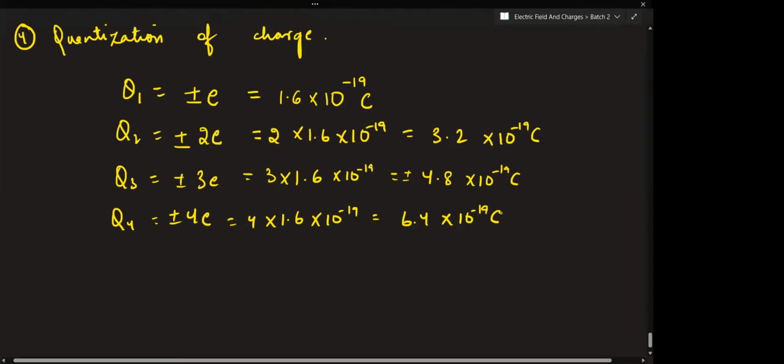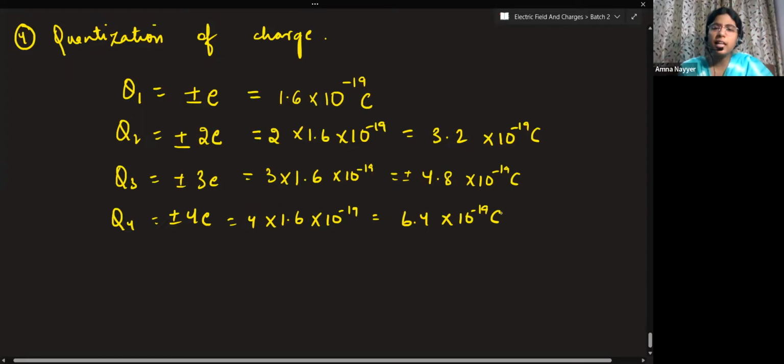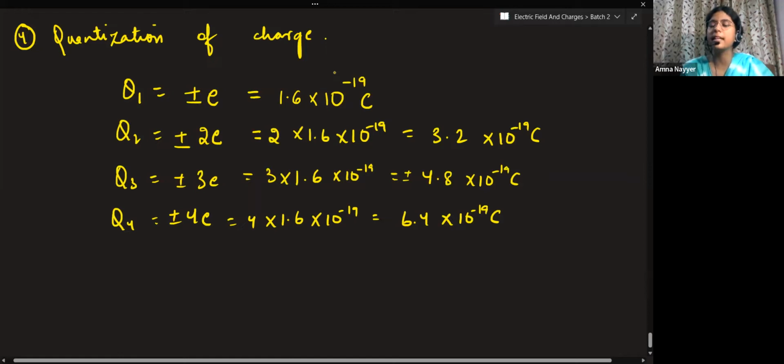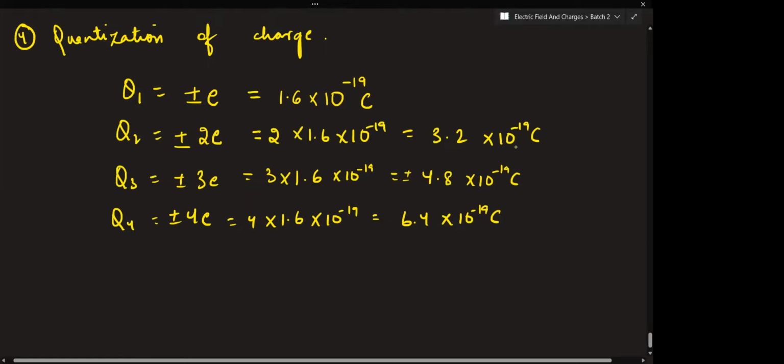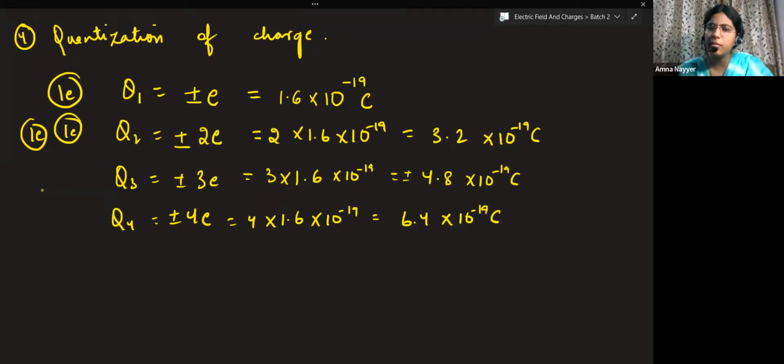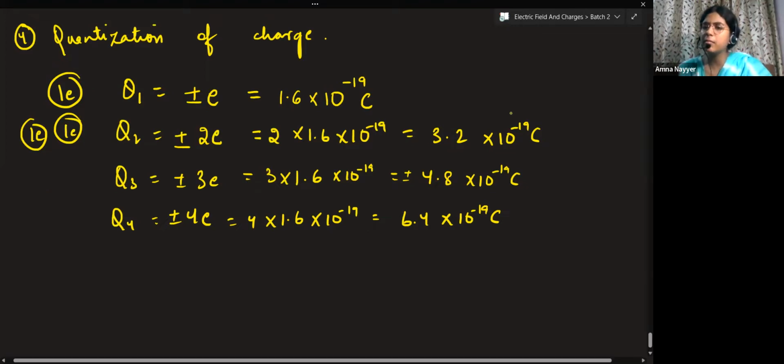So tell me, is there any number possible between 1.6 and 3.2? Is there any amount of charge possible between 1.6 into 10 to the power minus 19 and 3.2 into 10 to the power minus 19? No, it's not possible. For one charge we have seen, for 2 charges kept together we have seen. Now half a charge you cannot take; charges come in integers. If you have a complete charge, this is the minimum value. If you have another charge, this is the minimum value only.